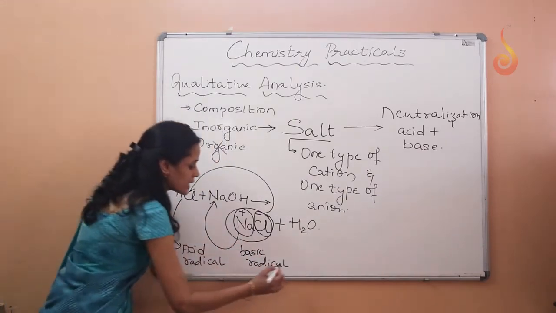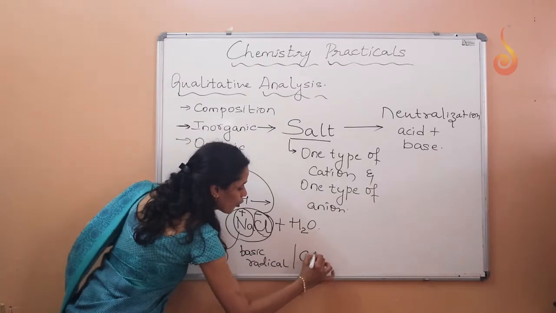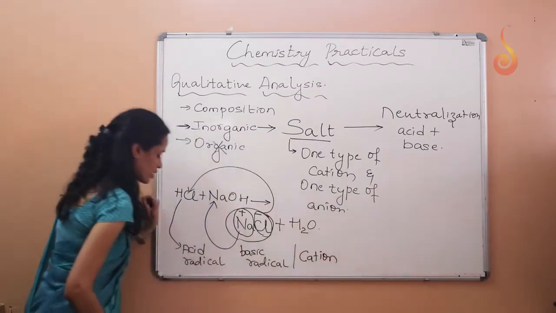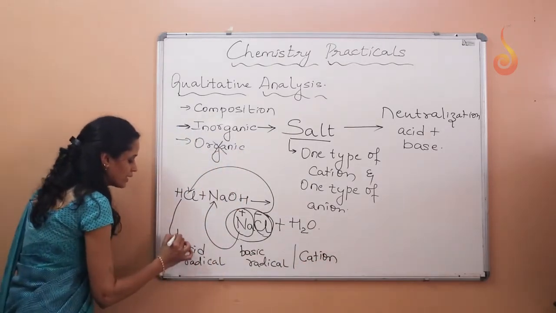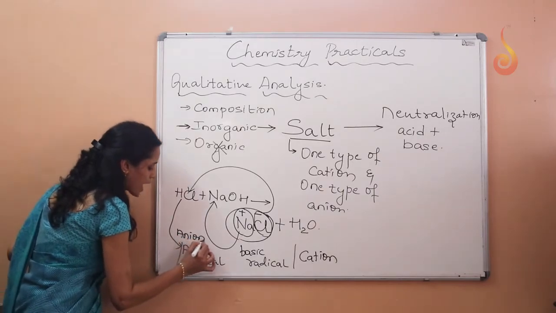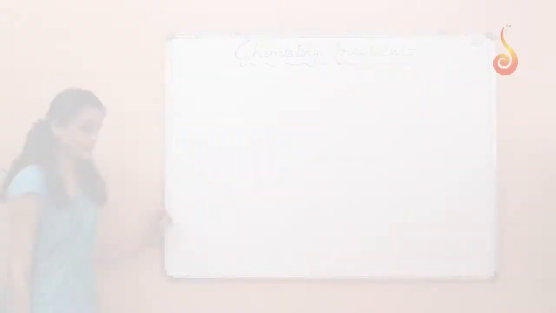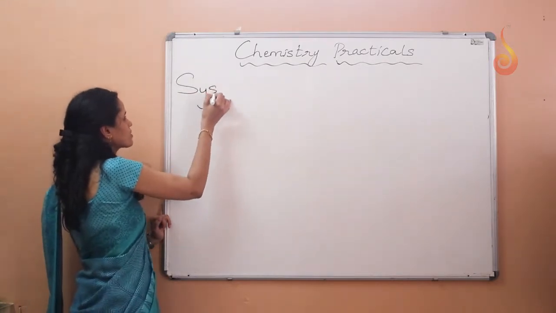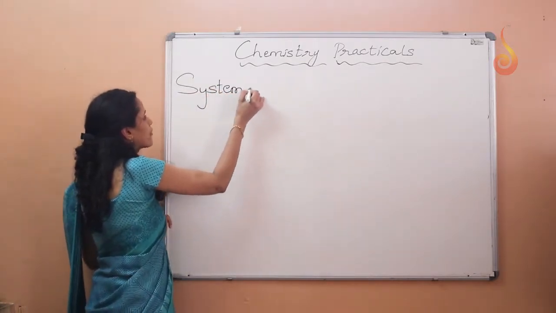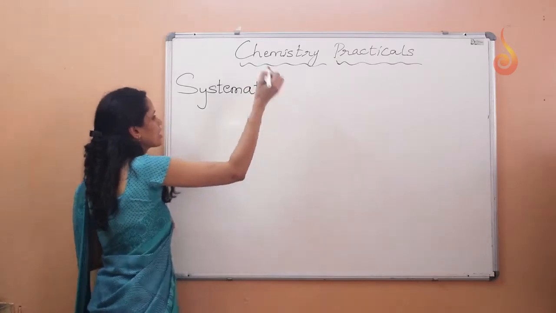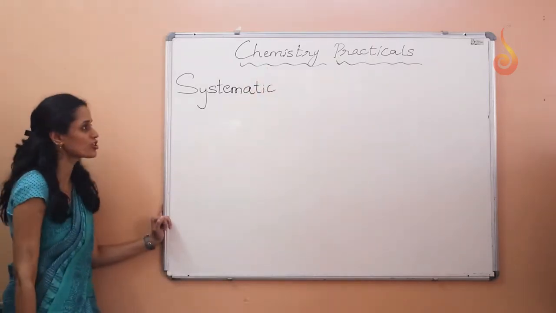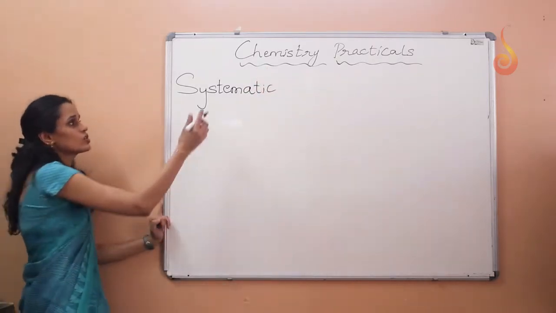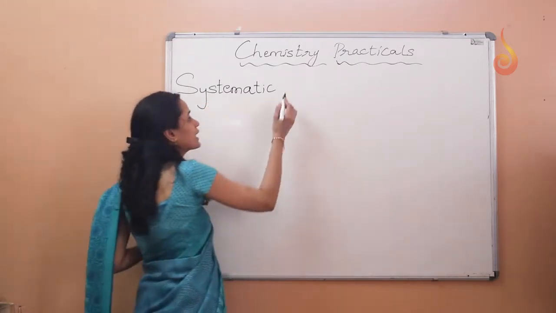So, a basic radical can also be called a cation, and an acid radical can also be called an anion. Hence, in the name of the experiment, we say systematic because we have a systematic, or fixed, procedure to do the analysis.